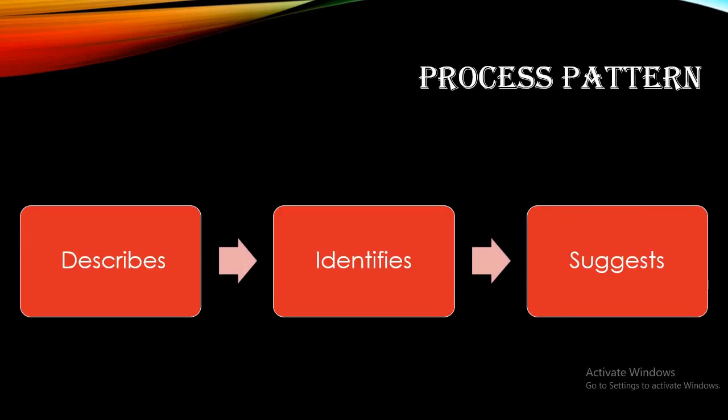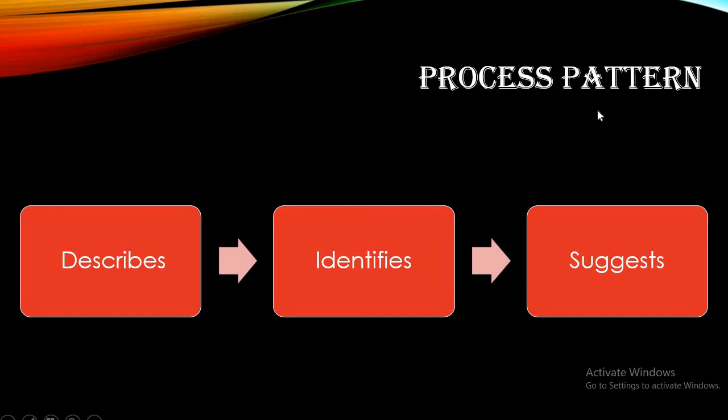Next we have the pattern. We came to know what a process is and how it flows, and next we will come to know what a process pattern is. A process pattern is defined like this: it describes a process related problem that is encountered during software engineering work, it identifies the environment in which the problem has been encountered, and it suggests one or more proven solutions to the problem. This is how it is defined.